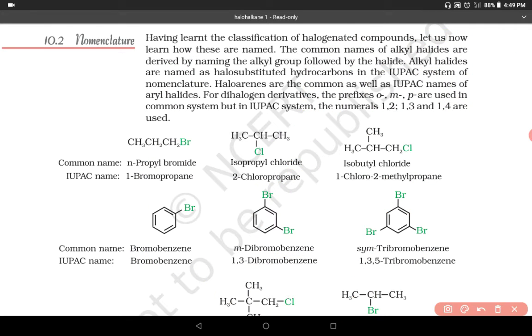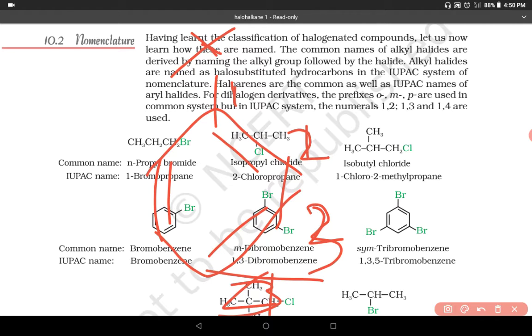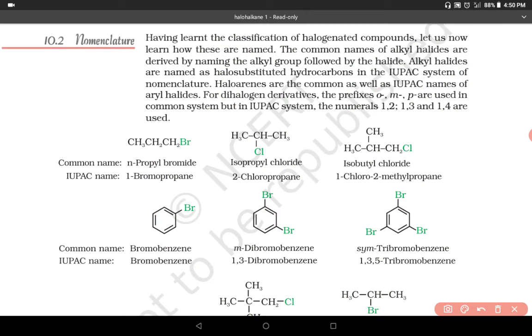Ortho, meta, para are used in the common system, but in the IUPAC system these are called the 1,2 and so on positions. If a halogen is attached at the first position, then second position, third position, and fourth position. If chlorine is attached here and chlorine is attached here, it is called 1,4-dichloro, and then the remaining name continues. Yes, in IUPAC we use the numbers. It is clear to all.